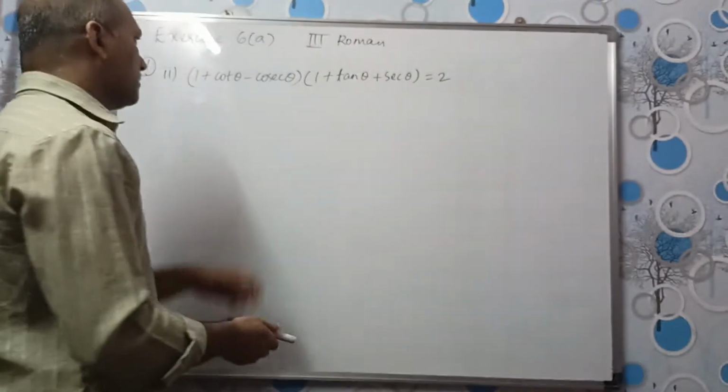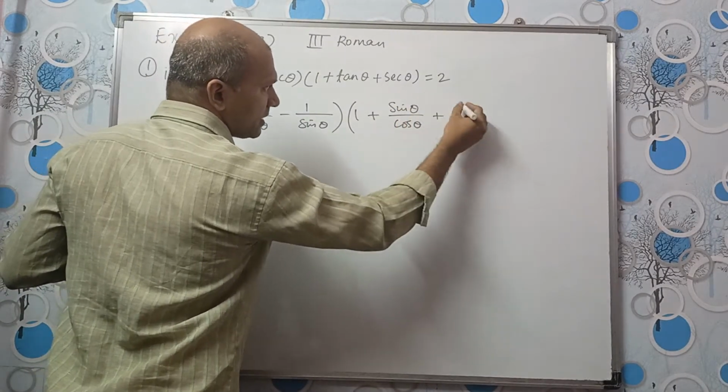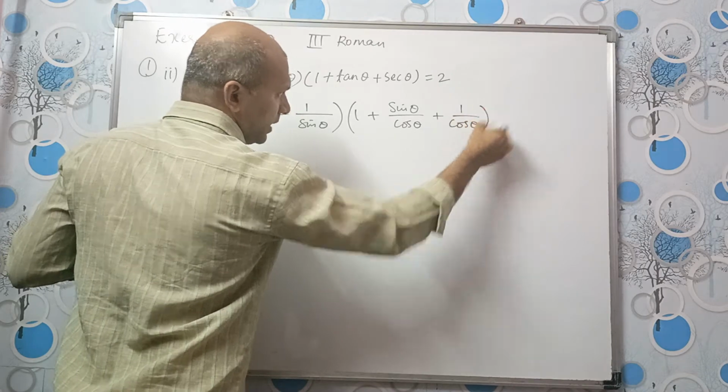Okay. Now, let us solve this problem. 1 plus cot minus cosecant. Can we write cot as cos by sine? See, 1 plus cos by sine. Alright. Minus cosecant is 1 by sine. Okay. This part 1 plus tan is sine by cos plus secant is 1 by cos.